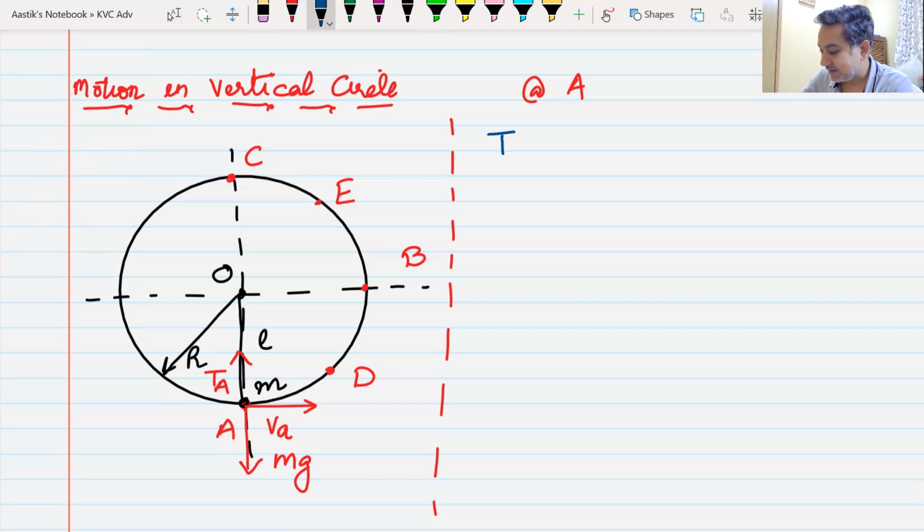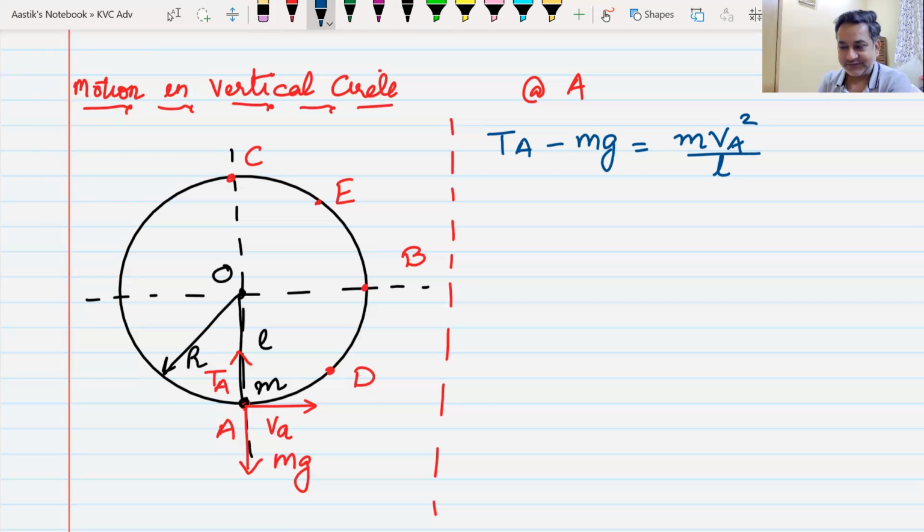So the equation is like this. The net force towards the center is TA minus mg, and that is equal to mVA square by R. R is L. That is the equation at point A. Do we understand this? Yes, sir. Why were we saying T is equal to mg? If T is equal to mg, it will not move in the circle. Do we understand this? Yes, sir.